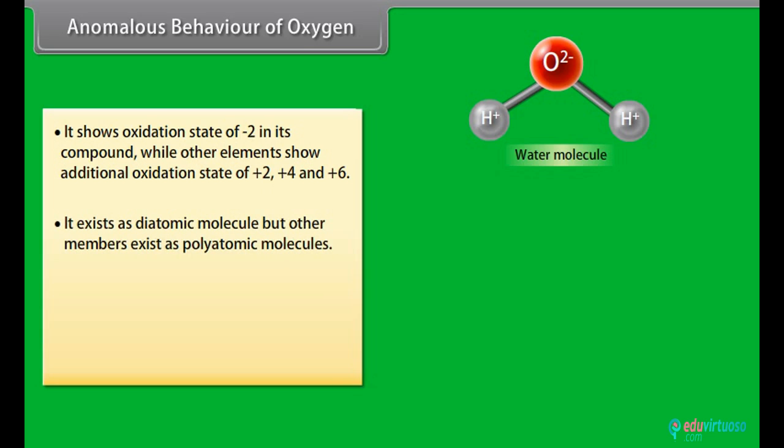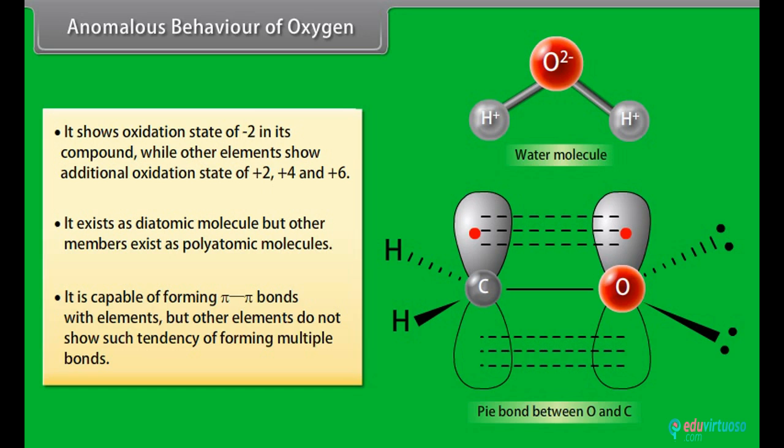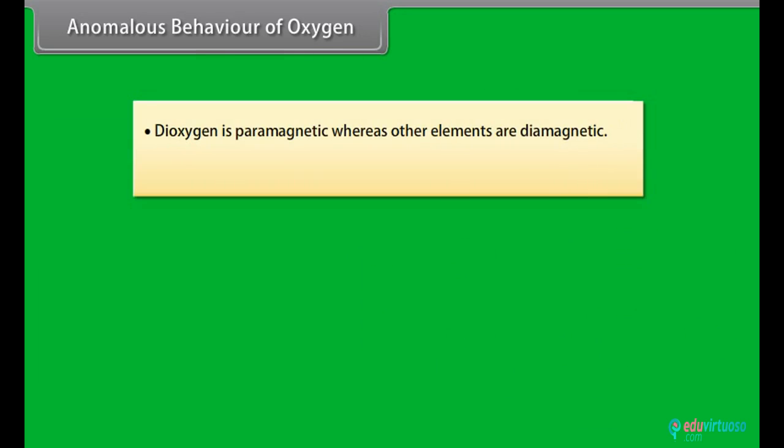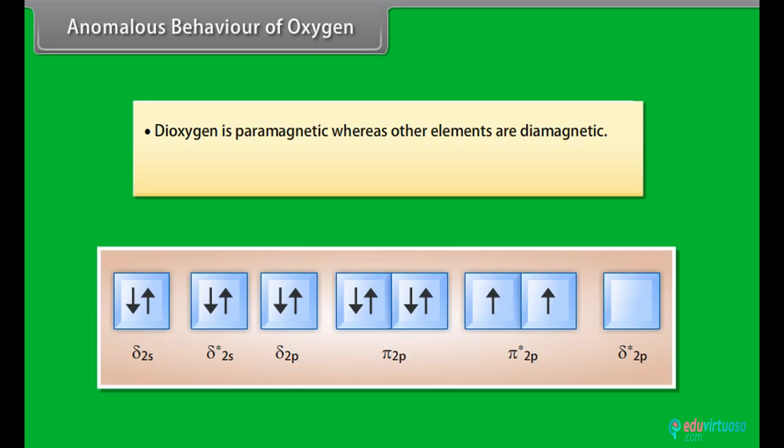It exists as a diatomic molecule, but other members exist as polyatomic molecules. It is capable of forming pπ-pπ bonds with elements, but other elements do not show such tendency of forming multiple bonds. Dioxygen is paramagnetic, whereas other elements are diamagnetic. It is a gas at ordinary temperature, whereas the other members are solid.